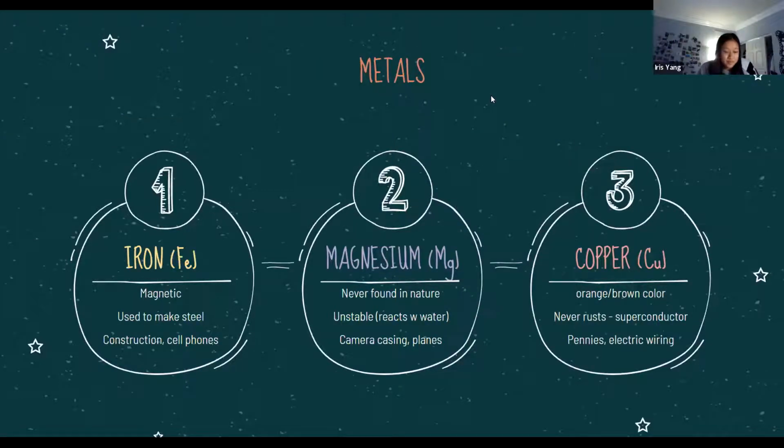Copper is copper colored, and in case you didn't know what copper color is, it's orangish brown. Pennies are copper, so that's the color that copper is. A super cool use of copper is that it never rusts, and it is a superconductor. So it is used in electric wiring and pennies, like I said. So if your person is super into collecting coins or is an electrician, copper would be one of the most likely things found on them.